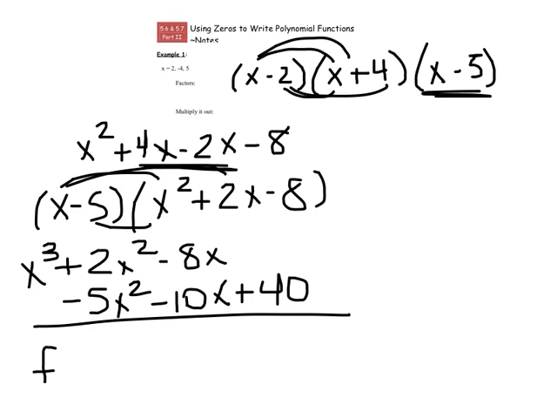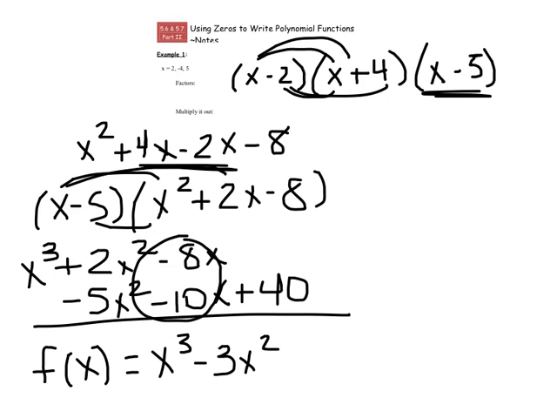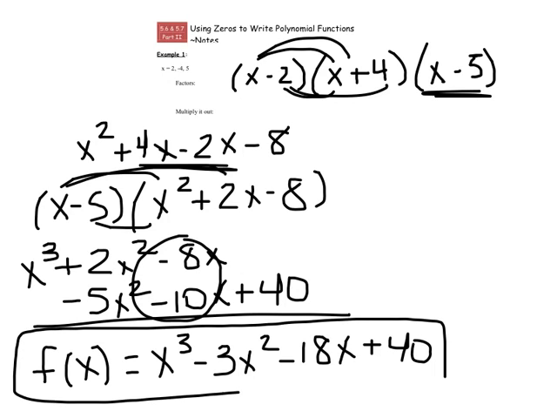So our answer has to be written as f of x equals, and then we're just going to collect our like terms here. So we have the x cubed, we have 2 minus 5 is -3x squared, then we have -8x minus 10x is -18x, and plus 40. So that is my answer. Again, that's the easy one when they give you all real numbers.